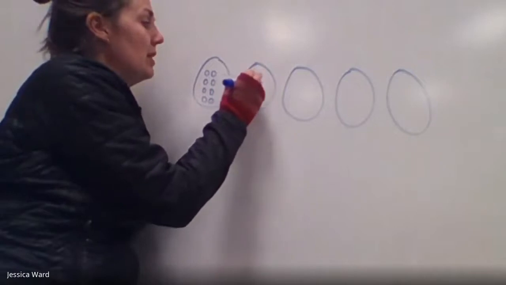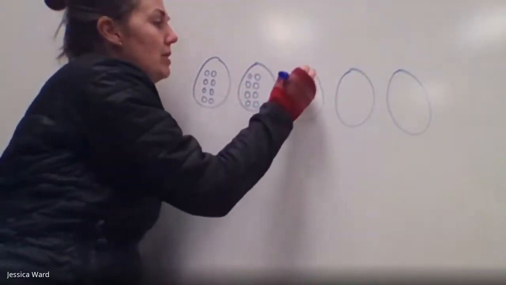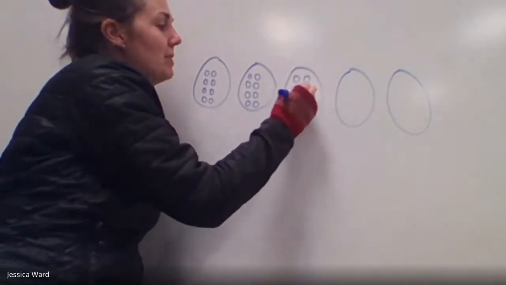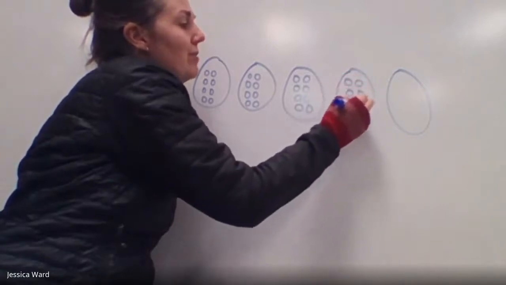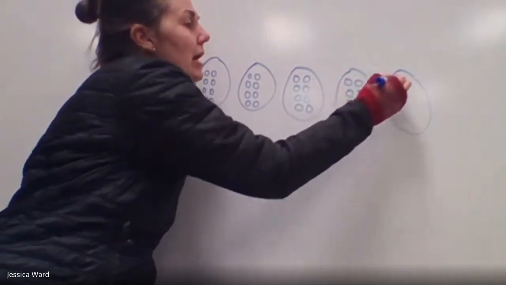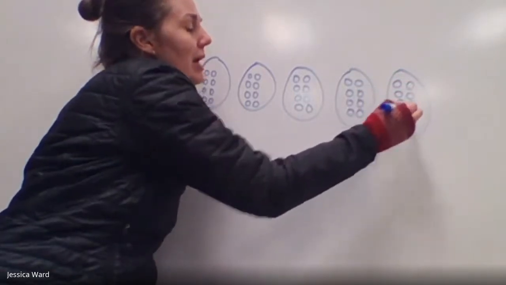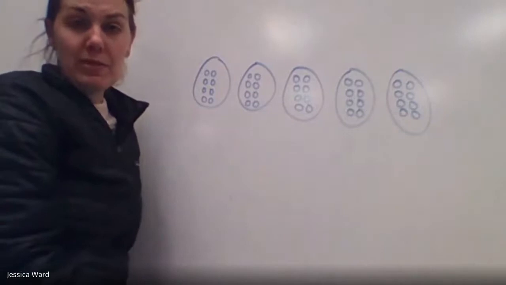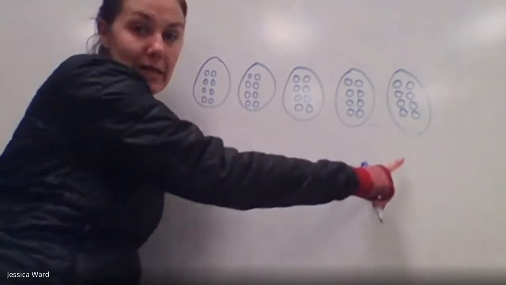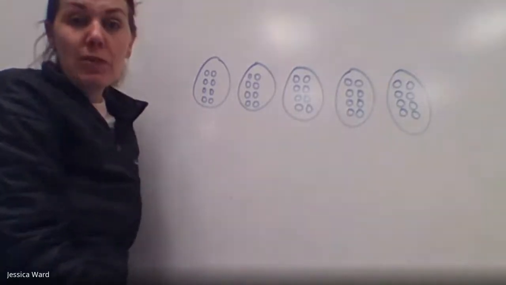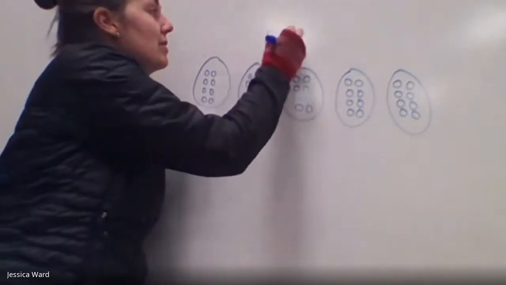1, 2, 3, 4, 5, 6, 7, 8. That's 2. 1, 2, 3, 4, 5, 6, 7, 8. That's 3. 1, 2, 3, 4, 5, 6, 7, 8. That's 4. And 1, 2, 3, 4, 5, 6, 7, 8 would be 5 groups. Each group has an equal number of pennies. Each group has 8 pennies in it. Okay, so this would be an example of a picture showing 5 times 8.